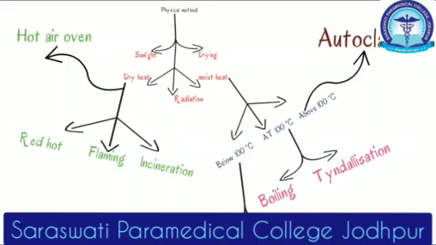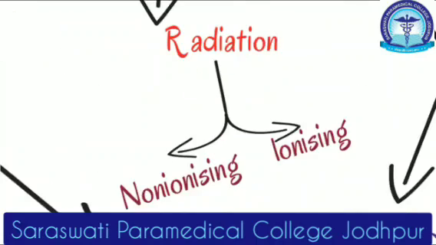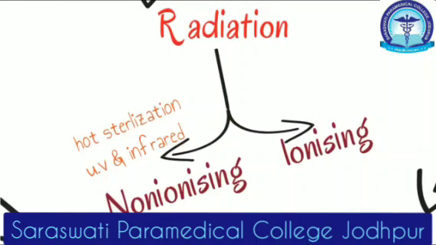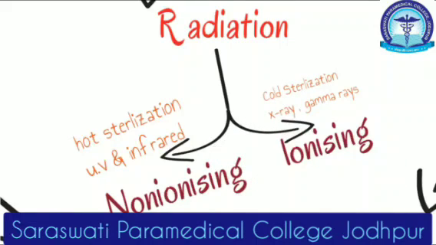In case of radiation, we have non-ionizing radiation and ionizing radiation. Non-ionizing radiation is called hot sterilization, such as UV and infrared. In case of ionizing radiation, cold sterilization, they are used generally in the hospital, such as X-rays and gamma rays.